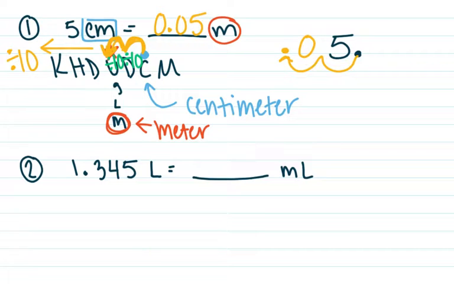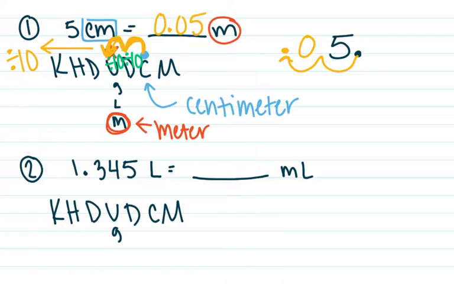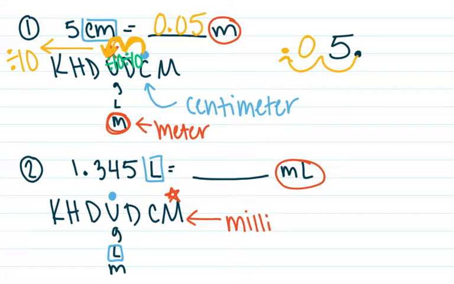I'm going from liters to milliliters. So again, write your letters out. King Henry doesn't usually drink chocolate milk. Under my U is where grams, liters, and meters live. I am starting at liters. That is right here under basic units. I put a dot above where I am starting. I am trying to get to milliliters. Milliliters is going to be under this M right here. Remember, this is milli, and so this is milliliters.